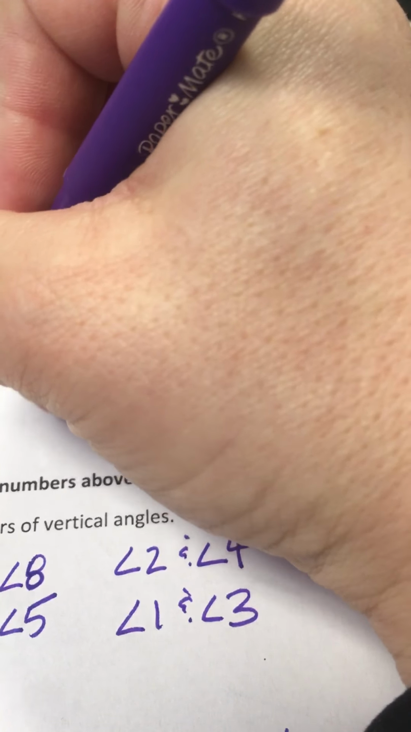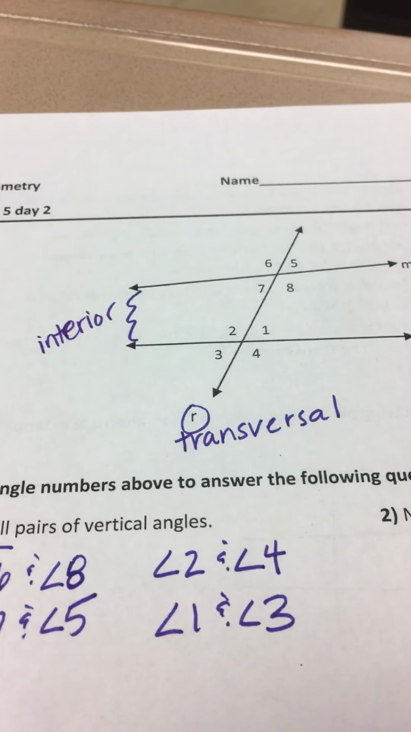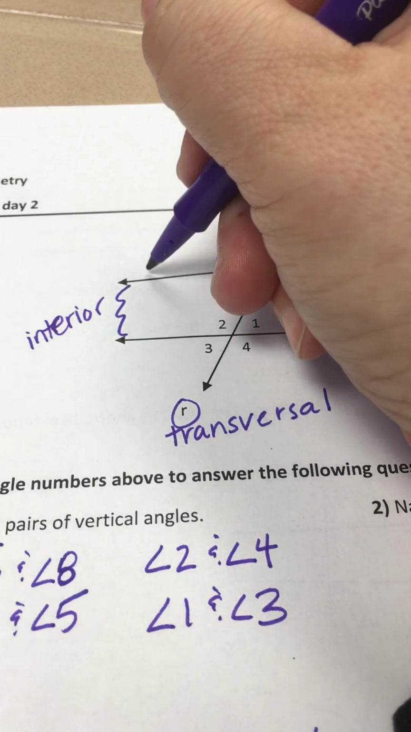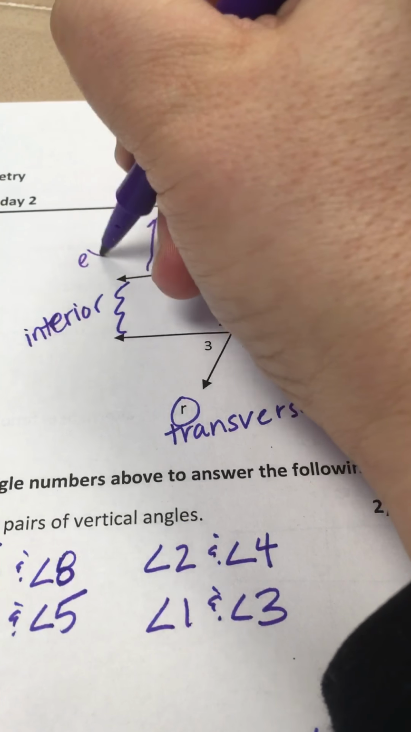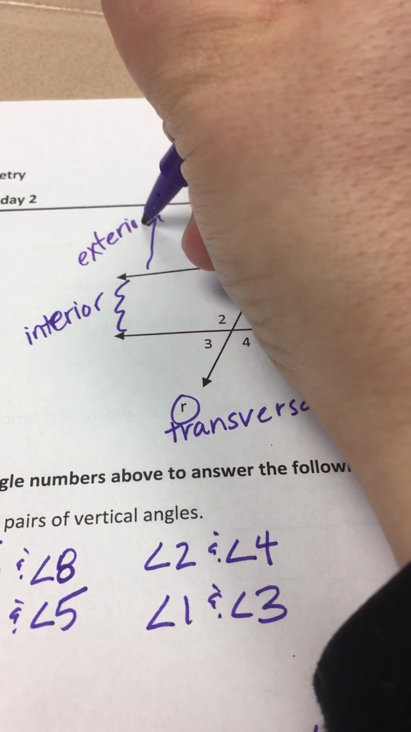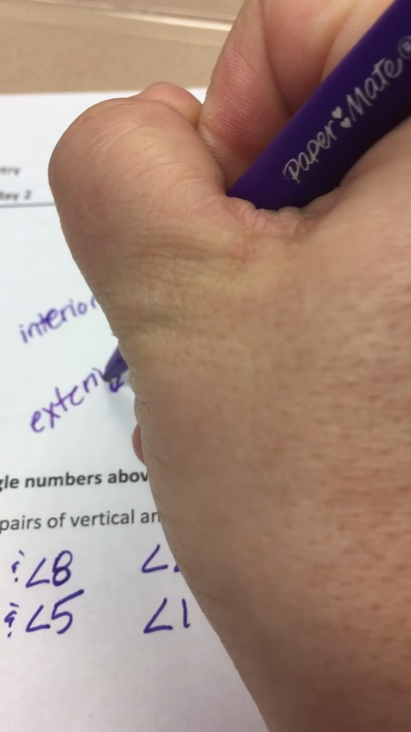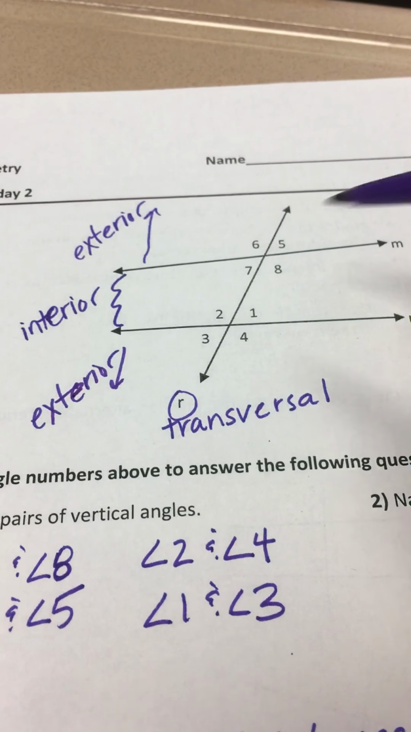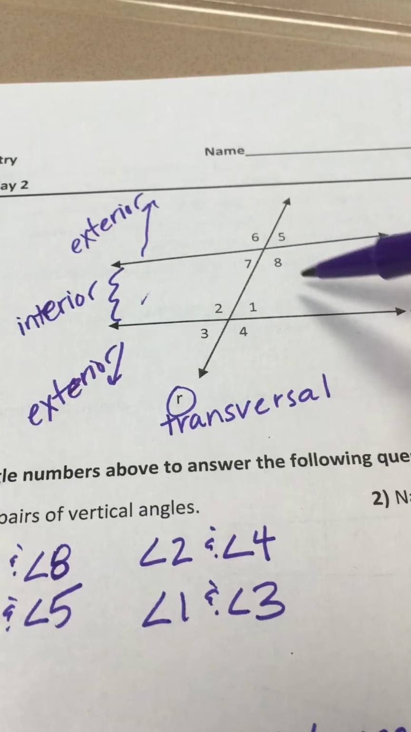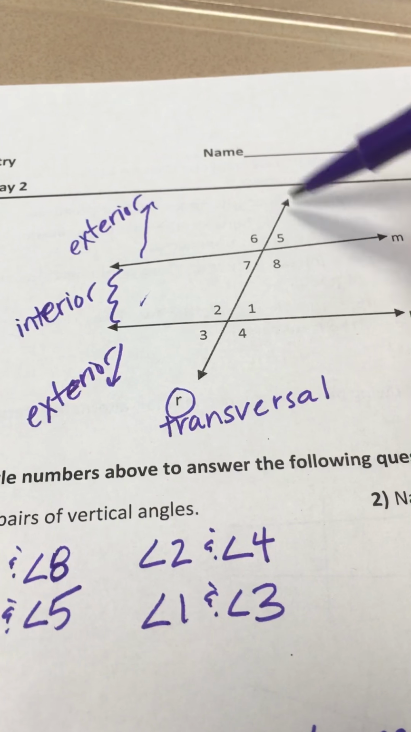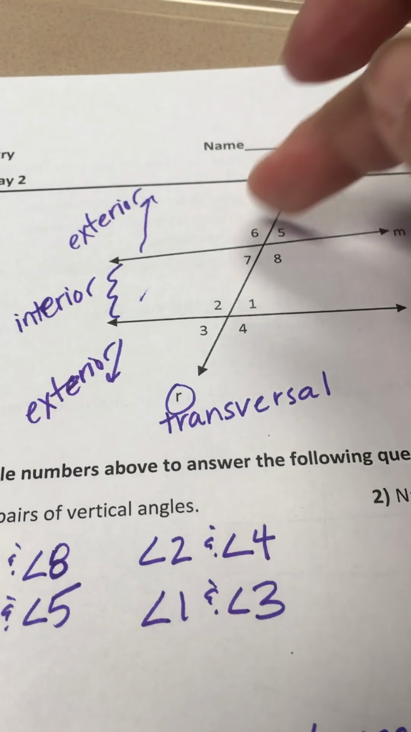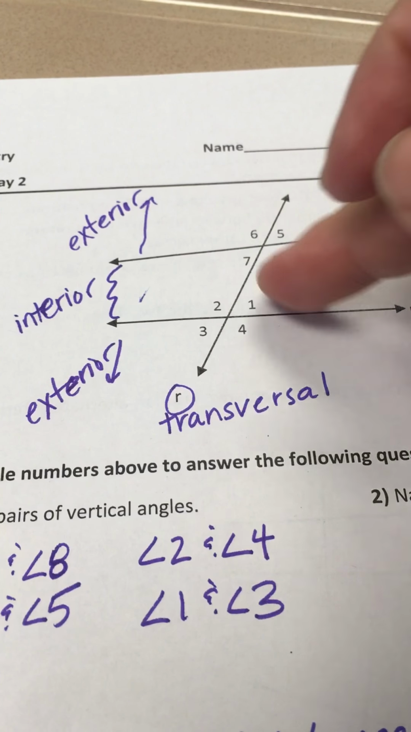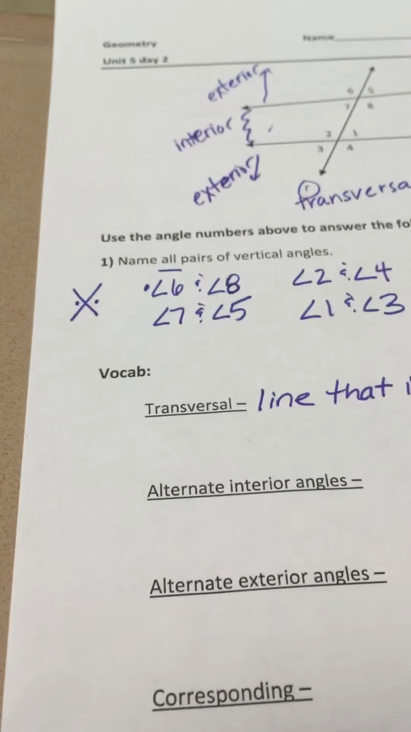So this is your interior part. And the exterior is like any free space outside of it. So exterior would be above or below. Okay, so interior is in between, so it's smashed in between, and exterior is above it or below it. So it's kind of space that's free above it and below it.